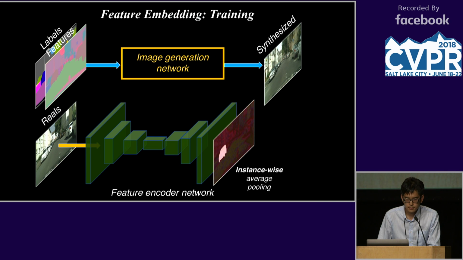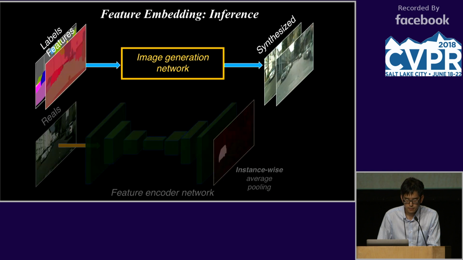So this whole process is trained end-to-end. So the feature map should be able to encode the appearances in the original image, like the color of the car or the texture of the road. Finally, during inference time, we can just change the feature map to create different outputs.